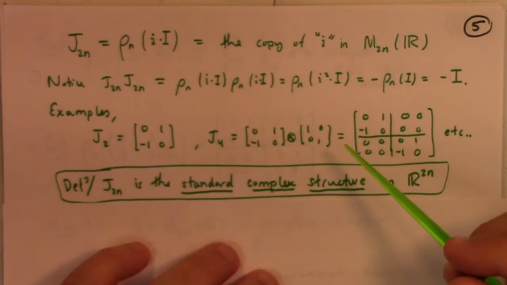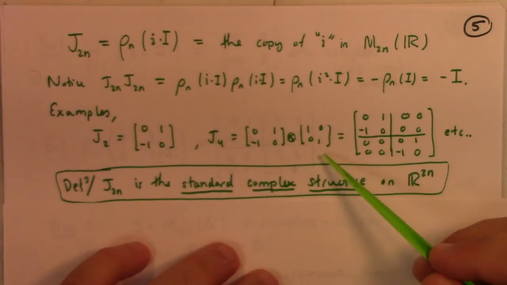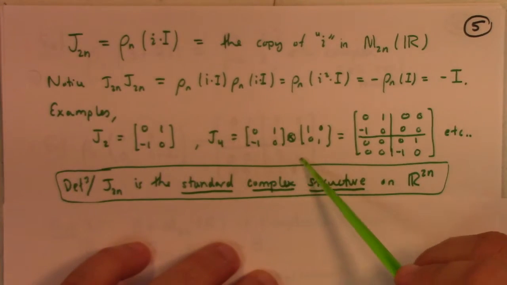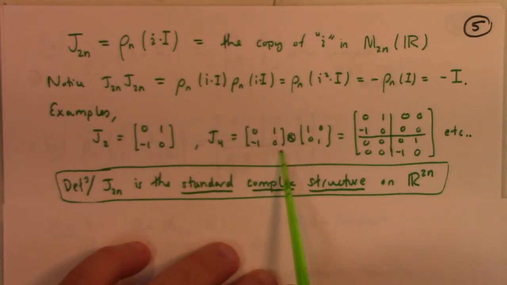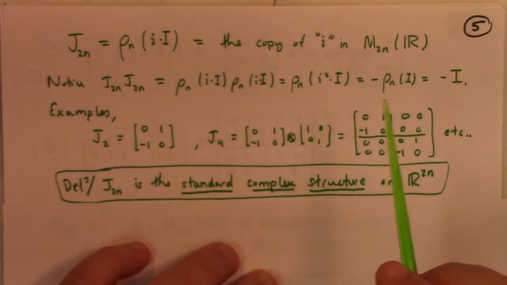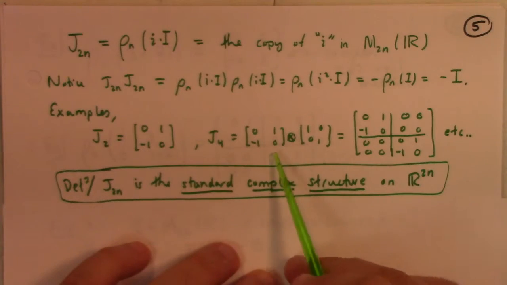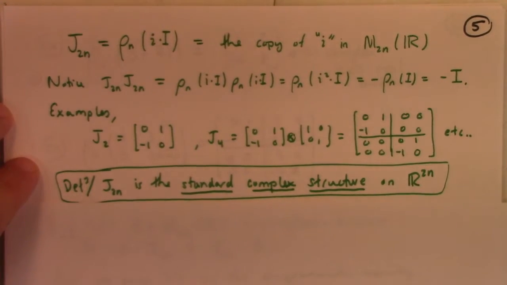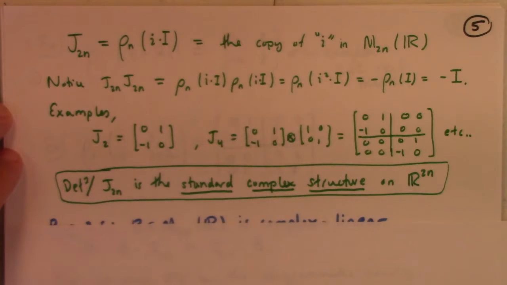By the way, you can write it in terms of the tensor product here. I should probably spend a little bit more time thinking about how I can restate things we've written here in terms of tensor products, particularly the Kronecker product. But oh well, leave that as a project for another day here. The standard complex structure again on R2n is J2n.